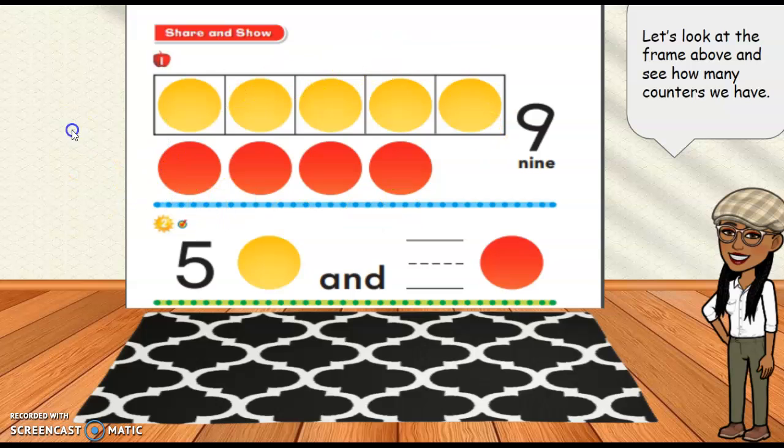Now let's count how many counters we have all together. 1, 2, 3, 4, 5, 6, 7, 8, 9. Okay. So we know that 5 and 4 make 9. Now Ms. Blanks is not going to write it in because you're going to have to figure out that number when you get ready to do your assignment. But I just wanted to show you that even though all of the counters aren't the same color, you can use 2 groups to make one number.